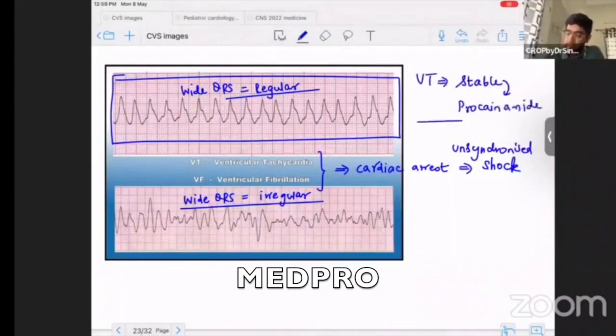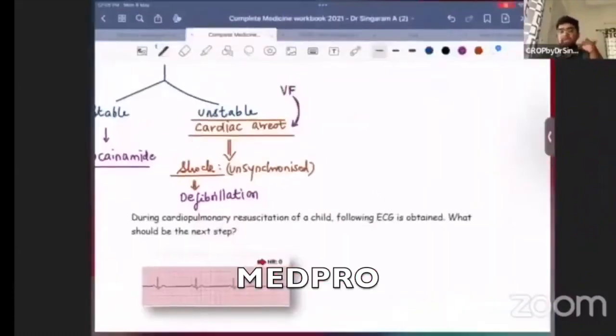Are you able to follow this? Okay, right? So just revising again, VT and VF can occur in a cardiac arrest setting. In that setting, it is only shock treatment. VT alone can occur in a patient who is stable also. And for a stable patient, for the rhythm control management, you have to give procainamide. That is the point which I want you to remember. I hope till this point it is clear.